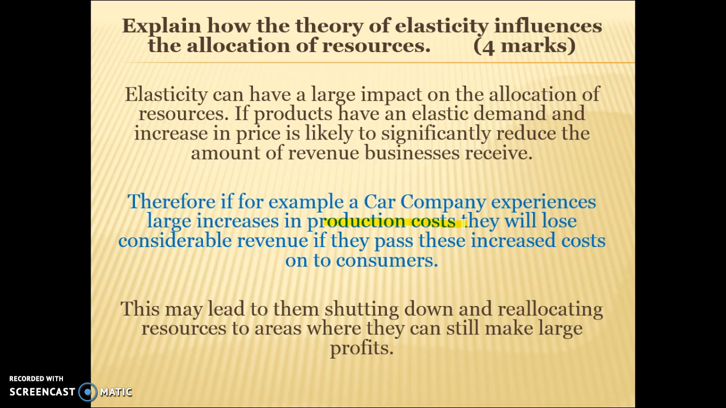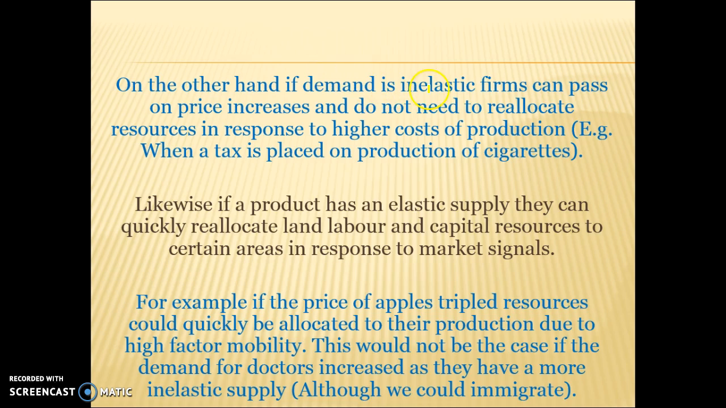So if the price goes up for an elastic good because of production costs, we'd likely see resources, which is the point of this question, move out of that industry. On the other hand, if demand is inelastic, firms can generally pass on price increases and do not need to reallocate resources. So for example, if there's a higher price of cigarettes because of a tax, it may not have the same impact on the reallocation of resources. If a product has an elastic supply, they can quickly reallocate their land, labour and capital resources in response to market signals. So we're talking about elastic supply now.